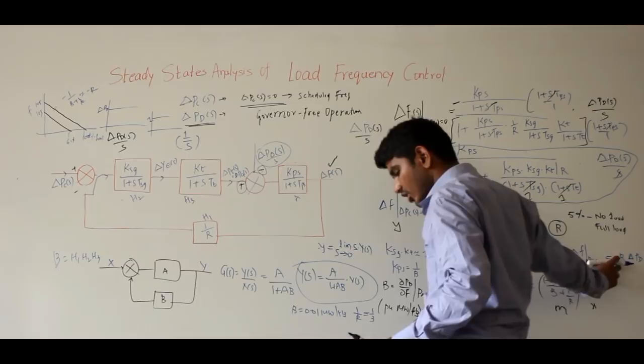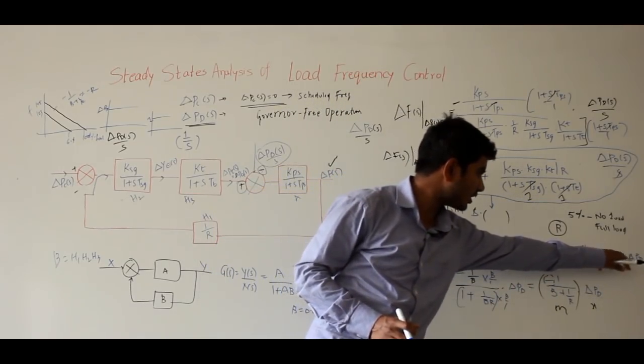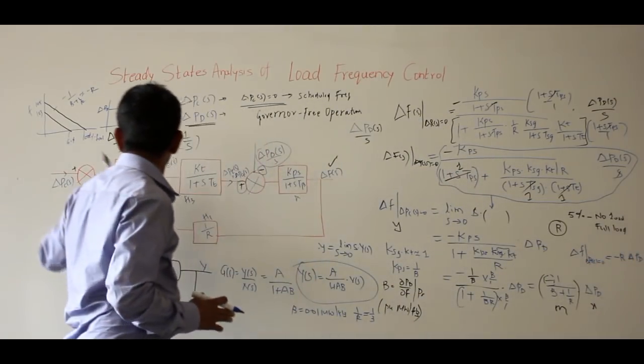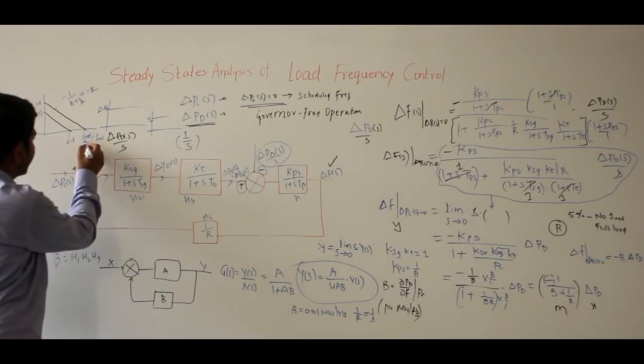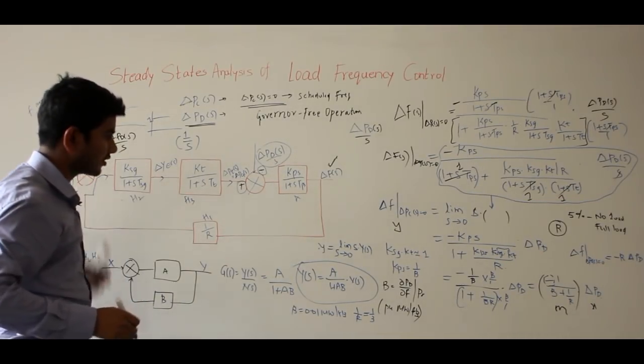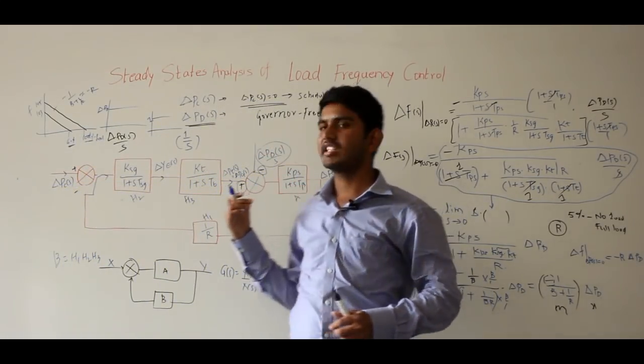So R is affecting the frequency very little, so you can consider it to be almost constant, so that delta F and delta PD are almost proportional. As the delta PD decreases from 100% to 60%, your frequency also decreases. So this is the low frequency characteristics. Now we shall talk about some other areas related to this steady state analysis.